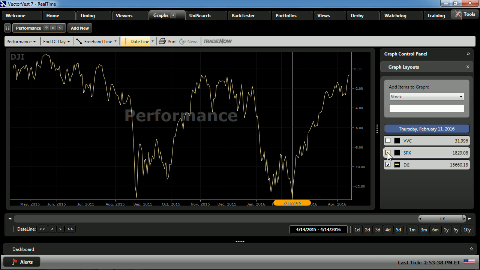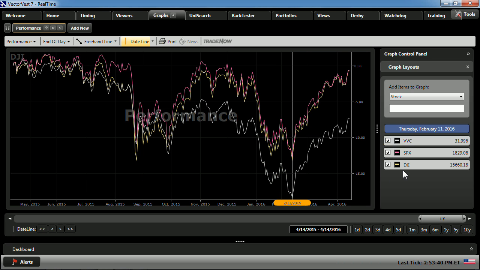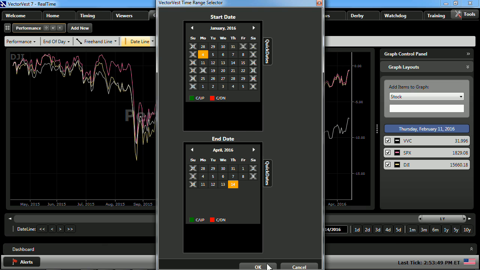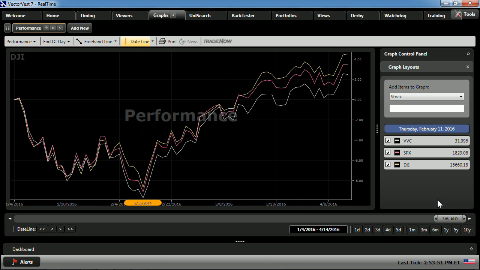And what we can do here in the performance graph is layer all three of those on the same graph if you would like, and we can also change our time frame to just look at the data that we have from the first trading day of this year to where we are currently. And so what we need is protection from the downward pressure and the ability to fully participate in the upward rallies.